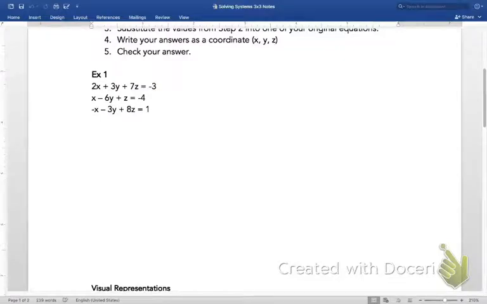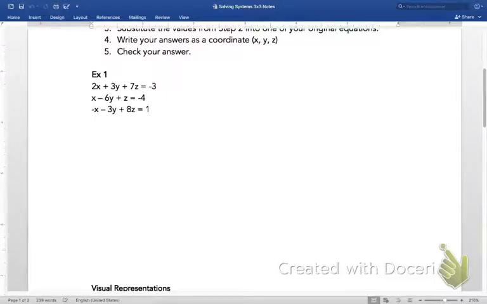Whenever I'm dealing with a 3 by 3 system, so if I have 2x plus 3y plus 7z equal to negative 3, and then x minus 6y plus z equal to negative 4, and negative x minus 3y plus 8z equal to 1. Again, you can do it by substitution if you would like. That is okay. But personally, I think that it's a little bit too risky, as there are too many ways to make a mistake. So that's why I would stick with elimination here.